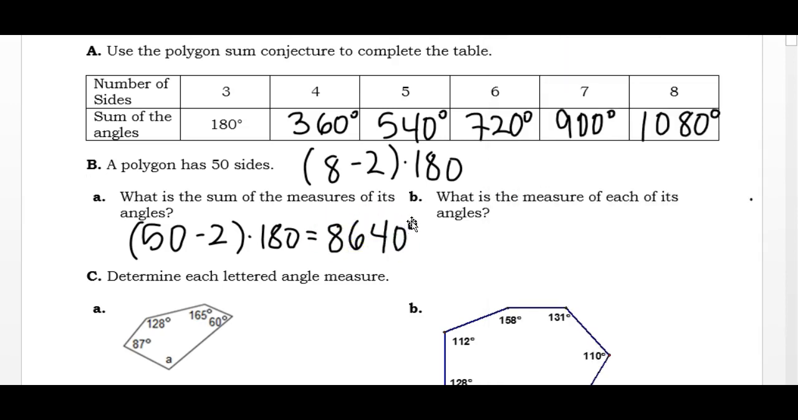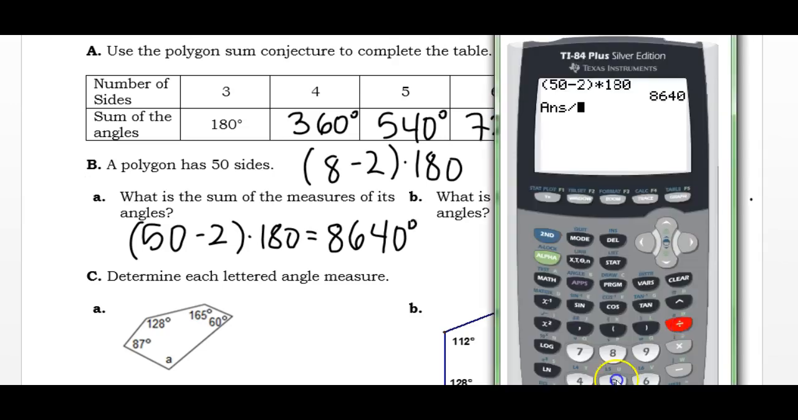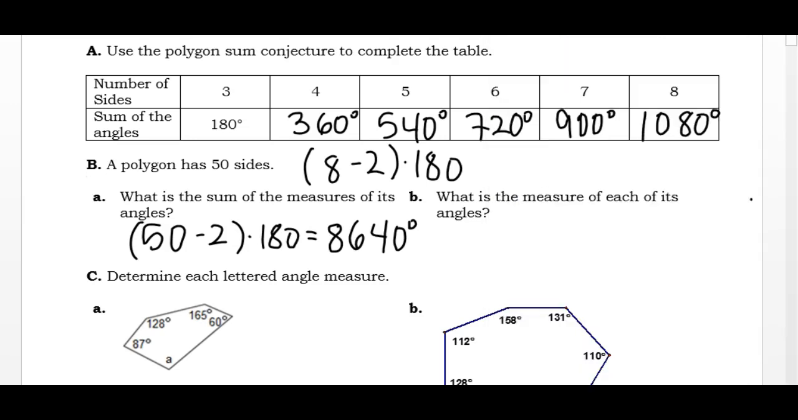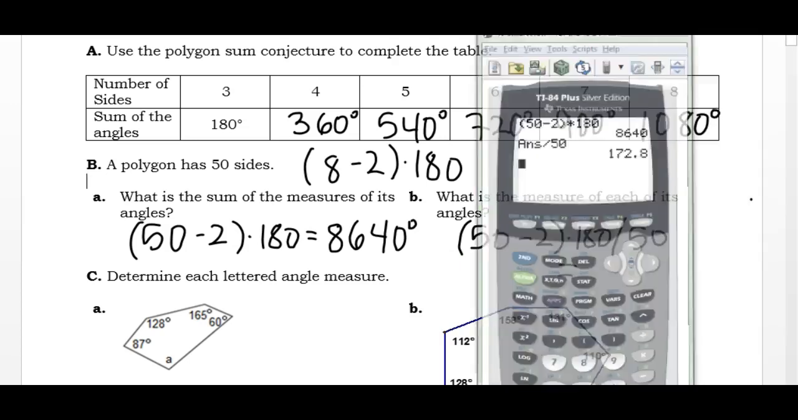Now, if that were a regular polygon, meaning all 50 of those angles were the exact same size, I could divide that by 50 to determine how big each of those angles is. So I have 172.8. I'm going to write out the whole formula. And I already forgot my answer, but it was 172.8.